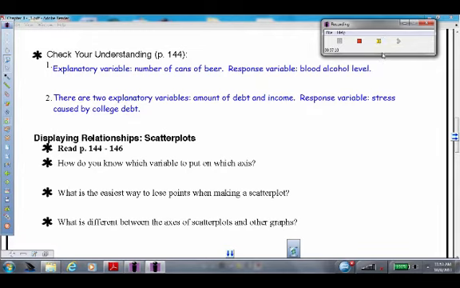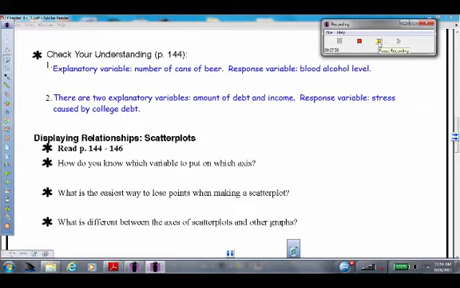The most useful graph for displaying the relationship between two quantitative variables is a scatter plot. A scatter plot shows the relationship between two quantitative variables measured on the same individuals. The values of one variable appear on the horizontal axis, and the values of the other variable appear on the vertical axis. Each individual in the data appears as a point in the graph.